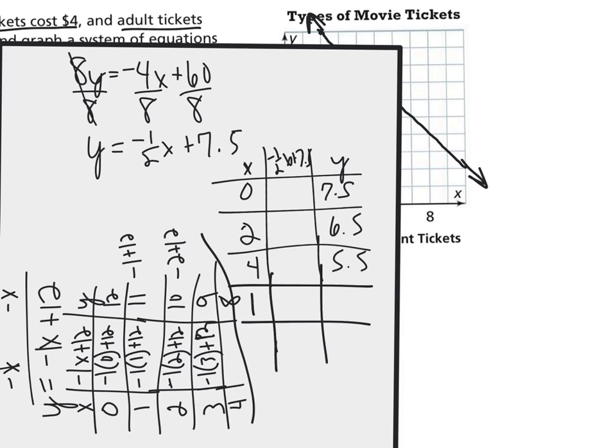So if you put a 1 in, it would be 7. If you put a 3 in, it would be 6. If you put a 5 in, it would be 5.